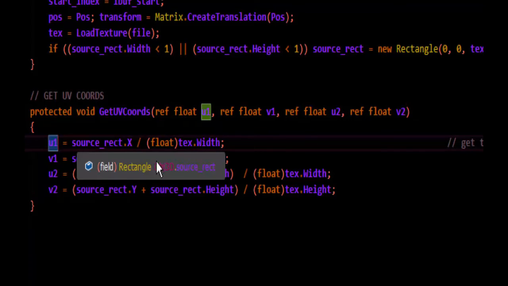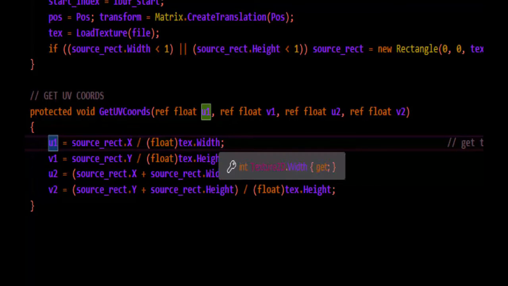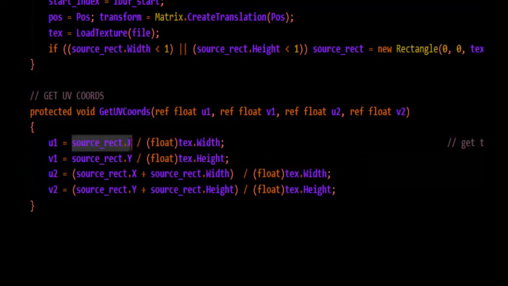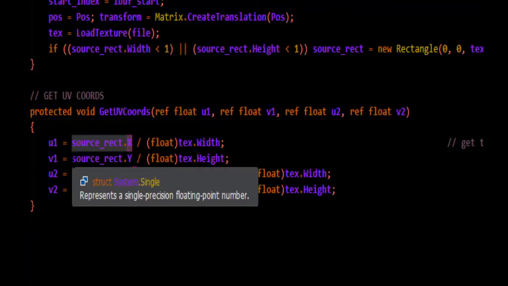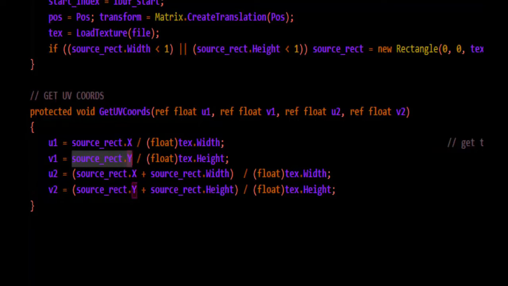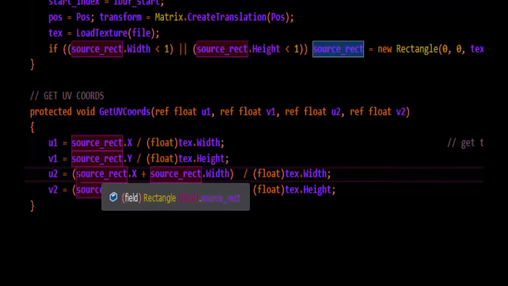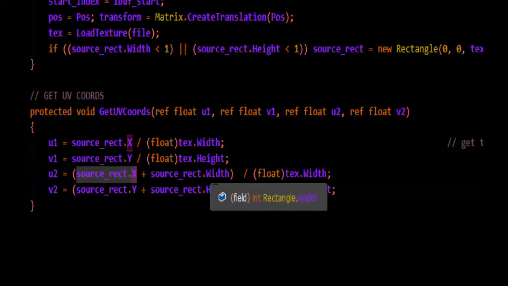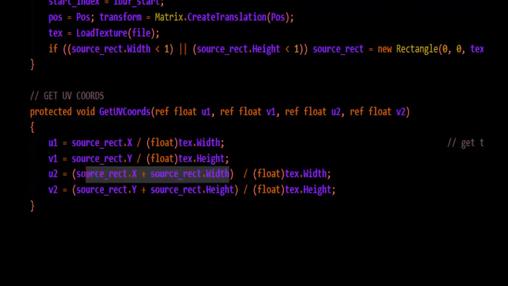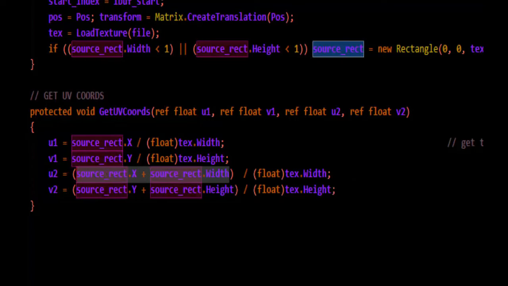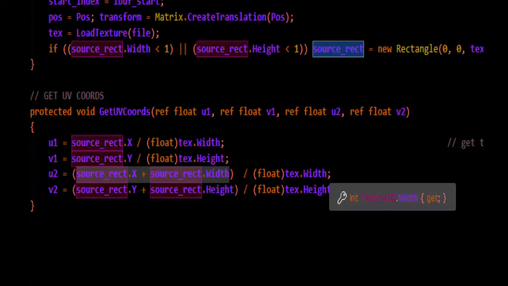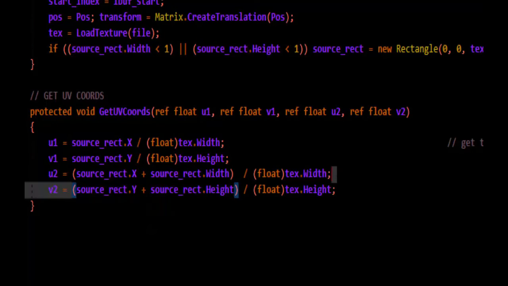To get the UV coordinates, I take the sourceRect.x, which is the top left-hand corner, and divide it by the texture's width, and that'll get the coordinate in 0 to 1 space, because all your texture coordinates are between 0 and 1, whereas 1 is 100%, 0 is 0%, obviously. And so I do the same thing for the y, divided by the height. Then to get the bottom right-hand corner, I have to take the top left corner of the source rect plus the width to get the bottom right-hand corner position on the texture map. Then I have to divide by the texture width to get it so that it's in 0 to 1 again. Same sort of thing for the v2.